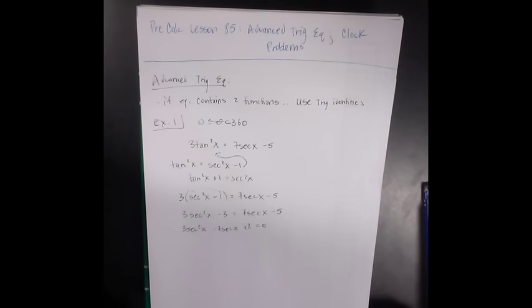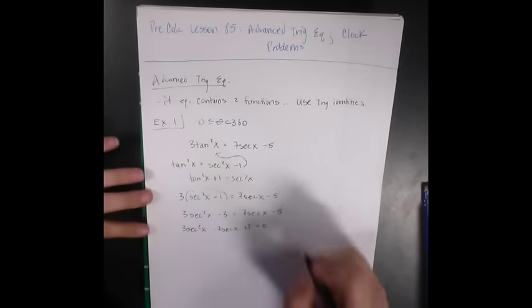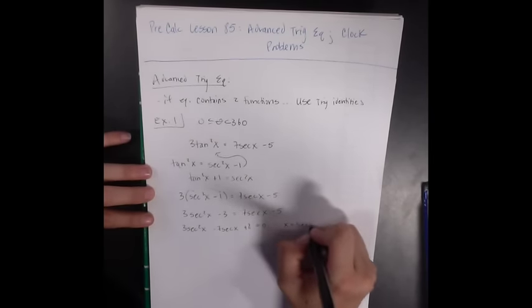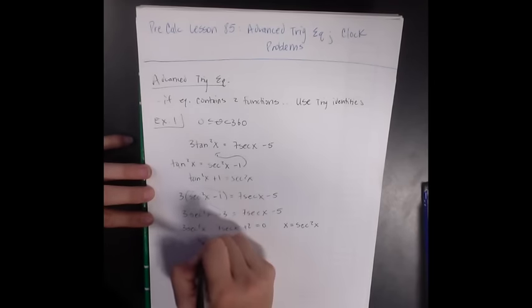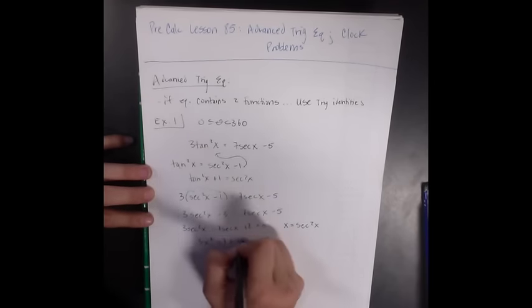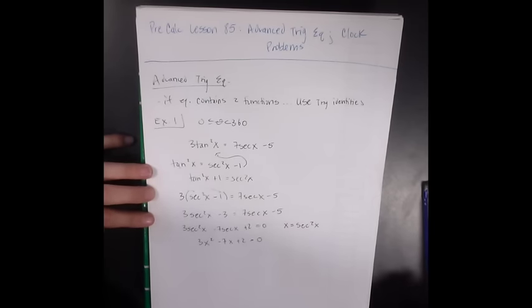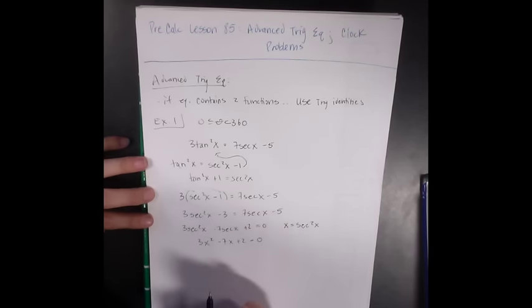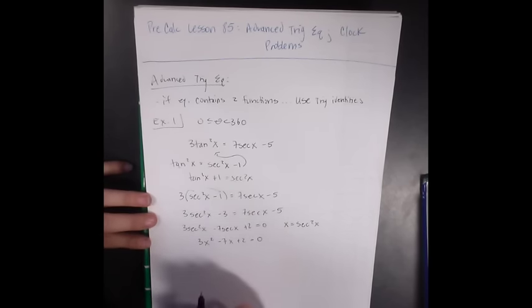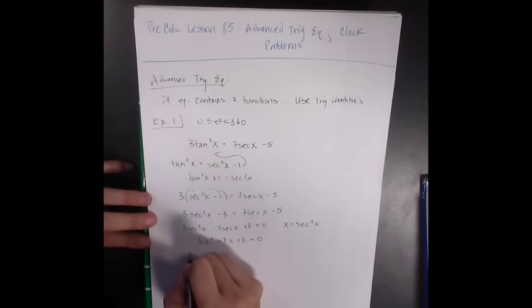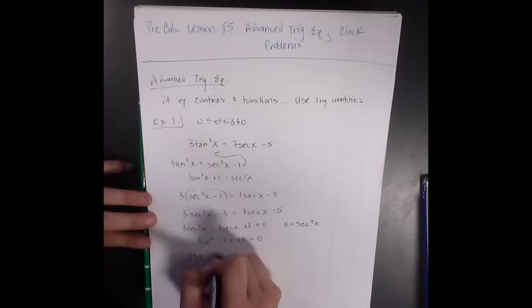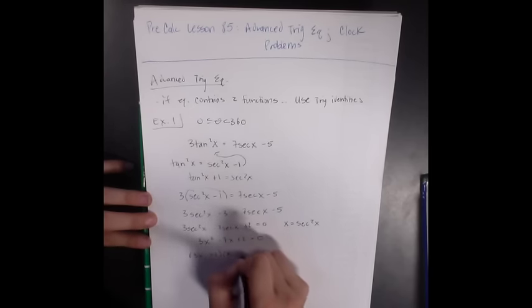Now at this point, I can factor or complete the square or use the quadratic formula. I'm going to first set x equal to the secant squared of x to make it easier to see. So I have 3x squared minus 7x plus 2 equals 0. And if you want at this point, we can actually factor this. I'm going to show you what I'm going to factor it into: 3x minus 1 times x minus 2.